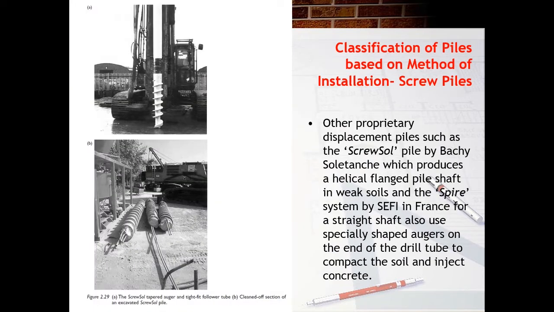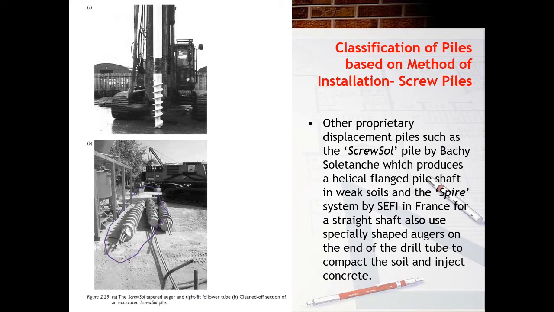Apart from that Atlas pile, other proprietary displacement piles such as screw sole pile by Battersoletanche, which produce a helical flange pile shaft in weak soil, and the Spire system by SEFI in France for the straight shaft also use specifically shaped augers on the end of the drill tube to compact the soil and inject the concrete.